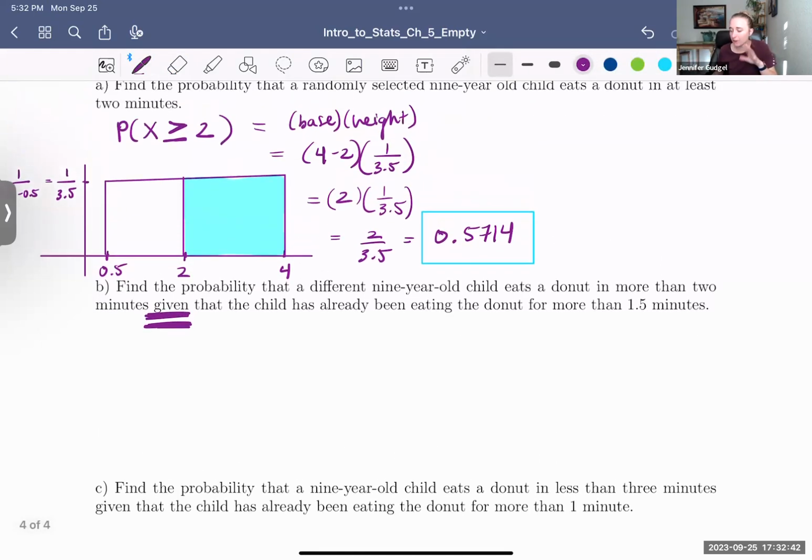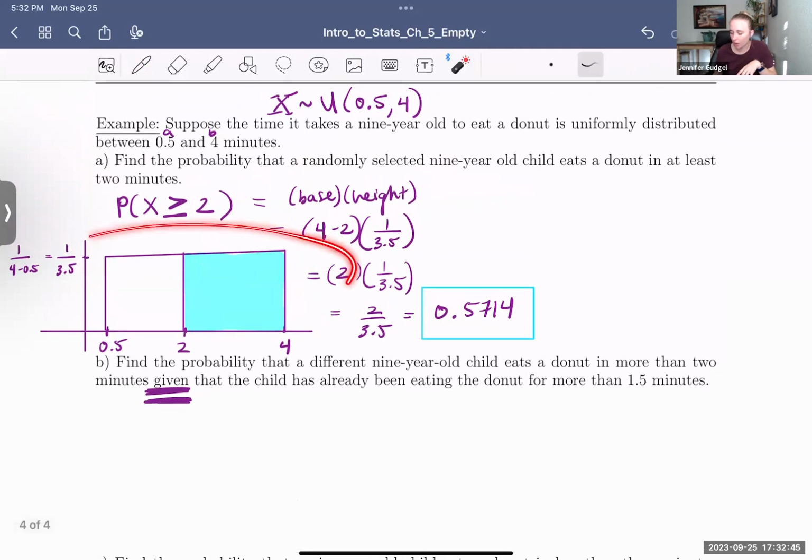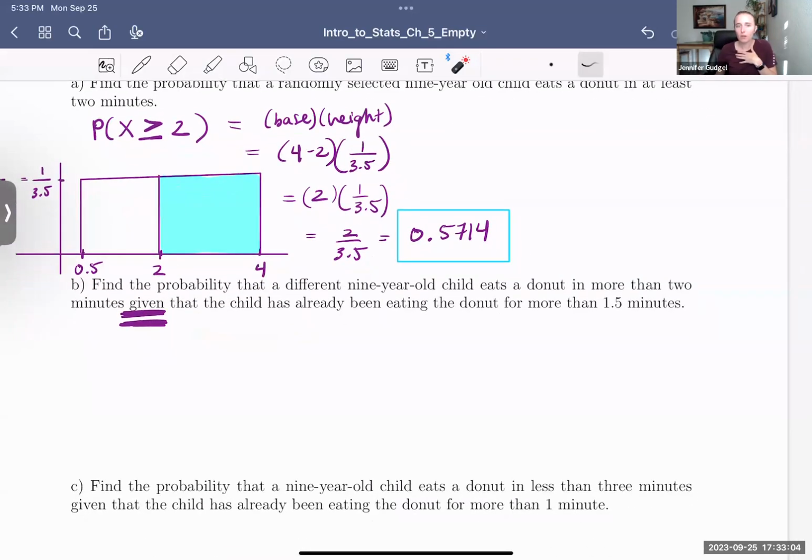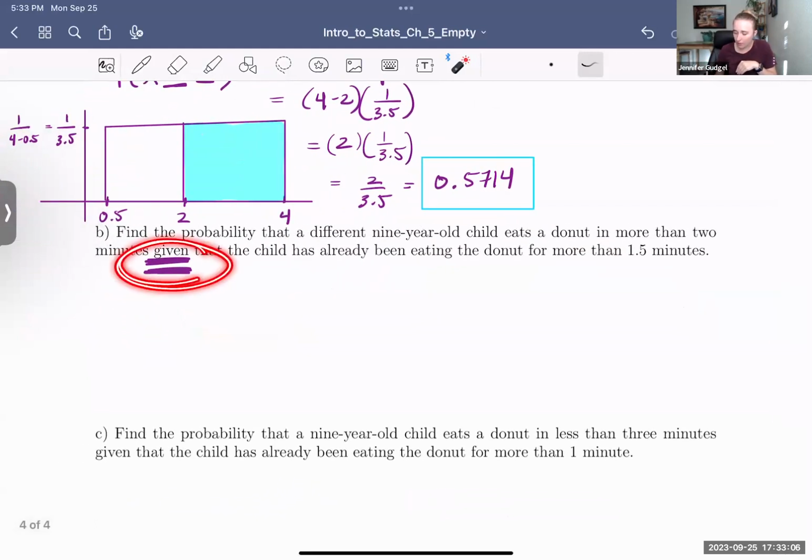So notice that every example we've done so far, we start with the basic rectangle that goes for our whole uniform distribution. This is similar to the contingency tables where we always had it out of the total. For uniform distribution, we always started with A to B and a height of 1 over B minus A. Given conditional probability is the only time that our starting rectangle will change from this original rectangle, going all the way from A to B.